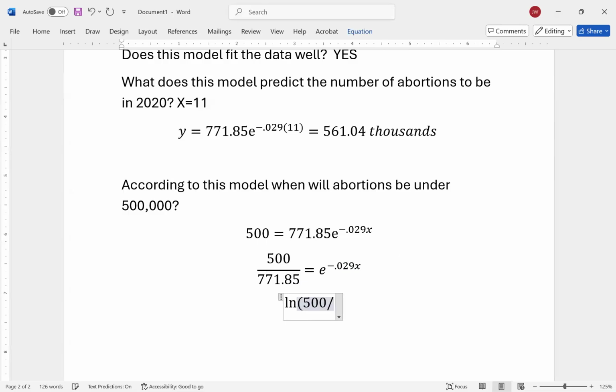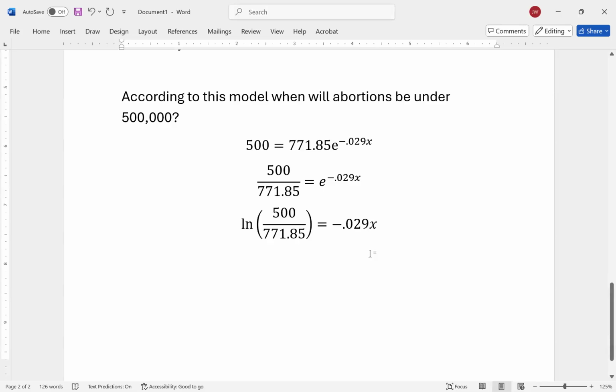500 divided by 771.85, and then the natural log of that number. That's what's going to be on the left. And on the right, natural log of e to a power is just that power. And then I let the calculator do the work. I take natural log of 500 divided by 771.85, and then I'll divide both sides by negative 0.029. When I do that, I get an x value of 14.97.